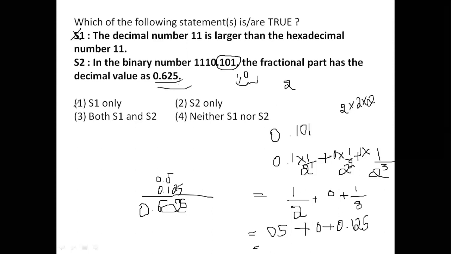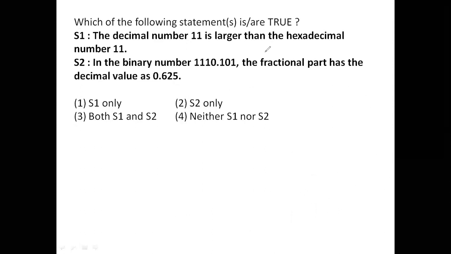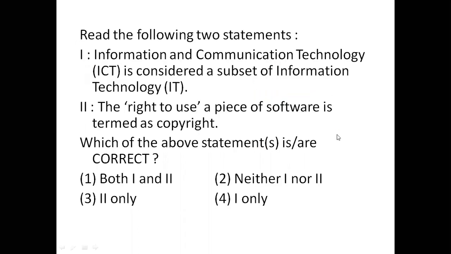Statement 1 is true. No. Only 2 is true. Yes. Other statements are wrong. So the second option will be the right answer. So here we were able to identify what is decimal, what is hexadecimal, and what is binary. Binary means 2 to the power of, decimal means 10 to the power of, hexa means 16 to the power of. Let's move on to the next question.